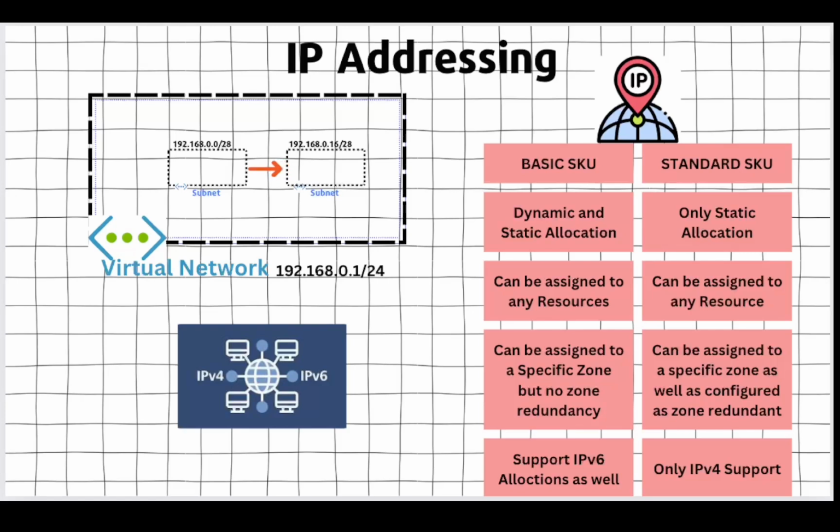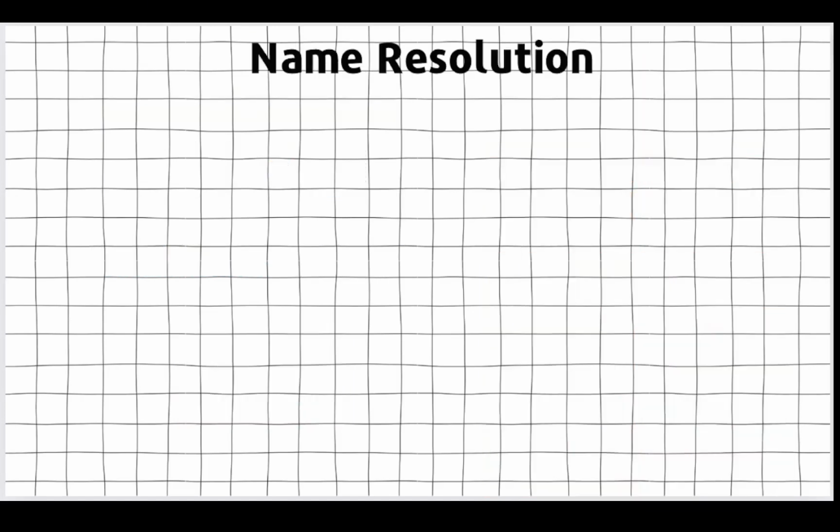Basic SKU supports IPv6 allocation, while standard SKU only supports IPv4 allocation. Now let's understand name resolution, also commonly called DNS. What is name resolution and how does it work?